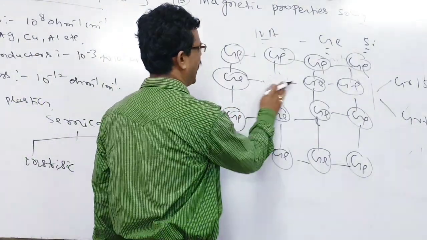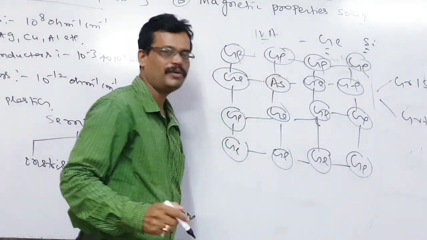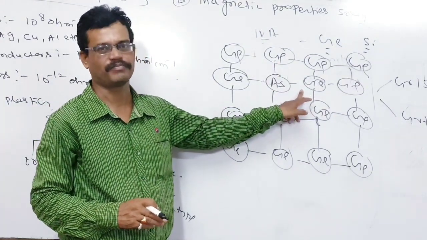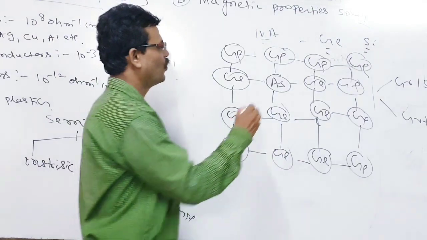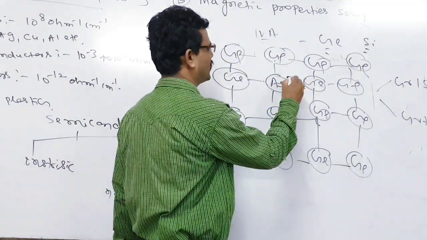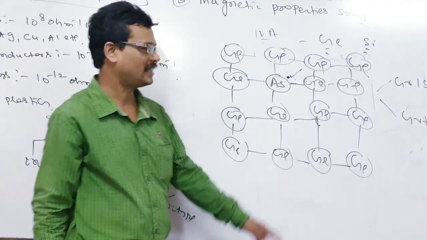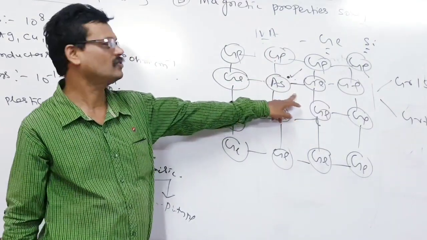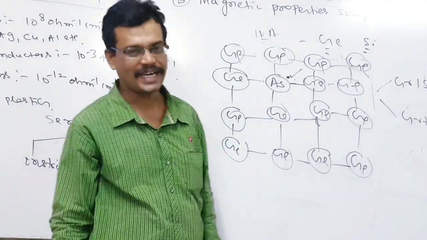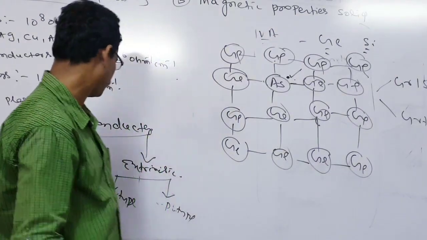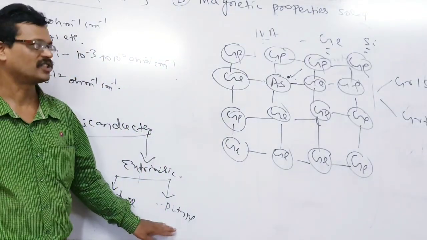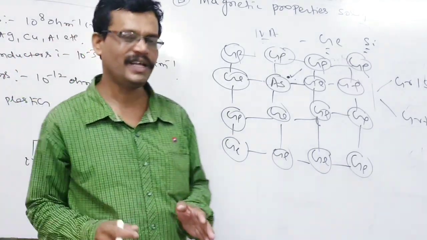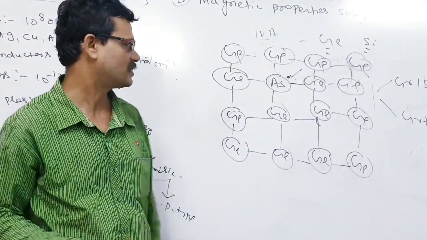So what will happen, sir? Arsenic has 5 electrons. 4 electrons bond with the germanium, and beside these 4 electrons, 1 electron remains in excess in the arsenic. This excess electron is found moving around the metal atoms. Because it is an excess electron, we can say it is negatively charged, an n-type or electronic type of extrinsic semiconductor. This is formed by doping group 15 elements into group 14 elements.